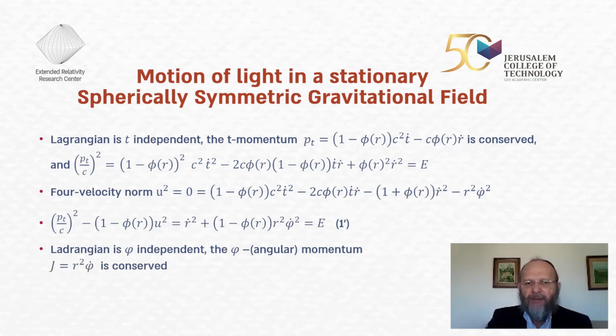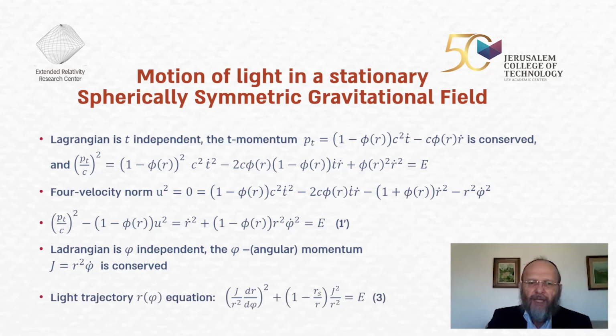Then we use the same thing as we had earlier, the Lagrangian independent of the angular momentum. So you have the same angular momentum conservation also for light. That's very interesting. And we get the light trajectory, we're substituting this inside here.